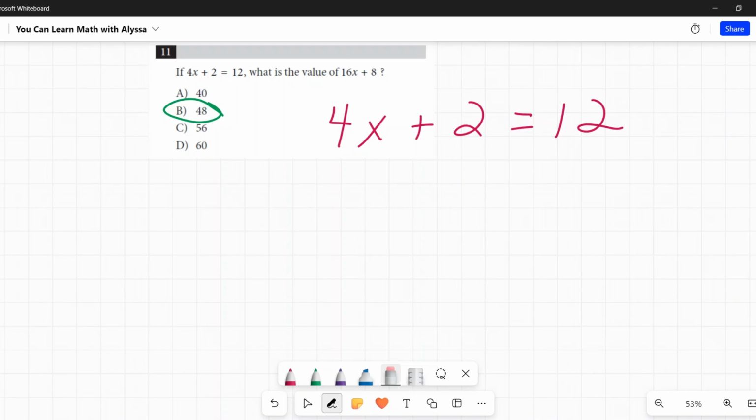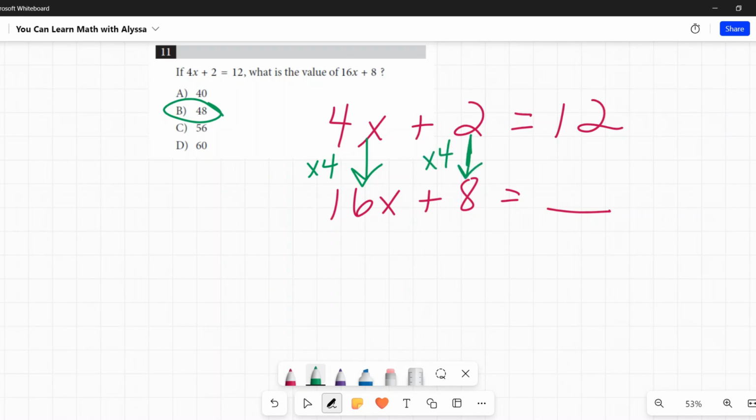But the little eureka moment is this. We have 4x plus 2 equals 12, and then we have 16x plus 8 equals, and they want to know the answer. How do you get from 4x to 16x? You multiply by 4. How do you get from 2 to 8? You multiply by 4. How would I get from 12 to this answer? I multiply by 4. 48.